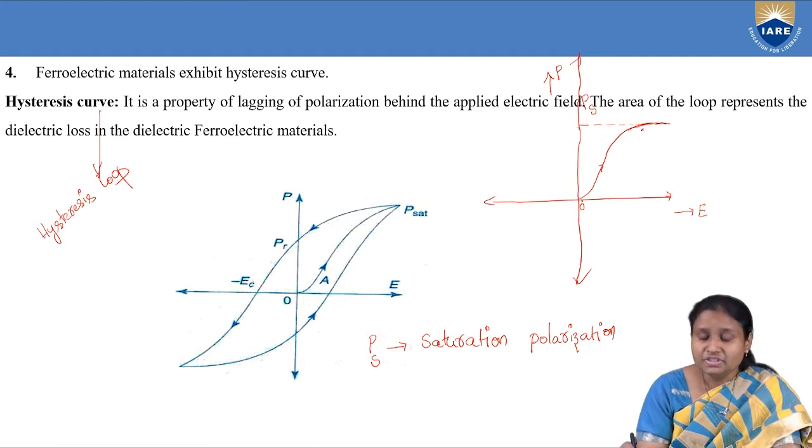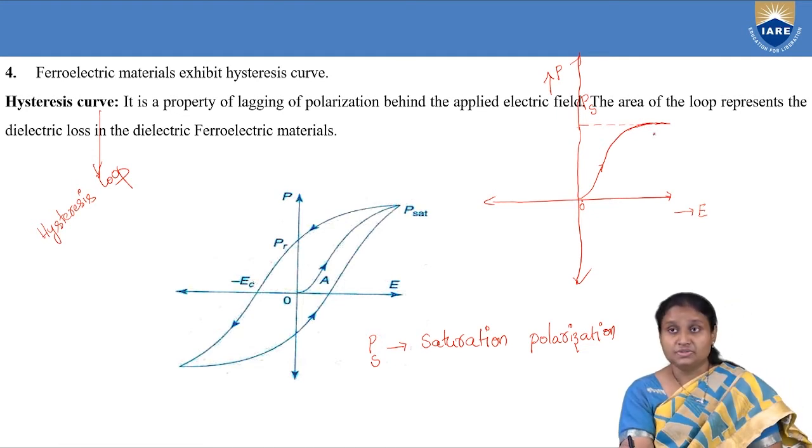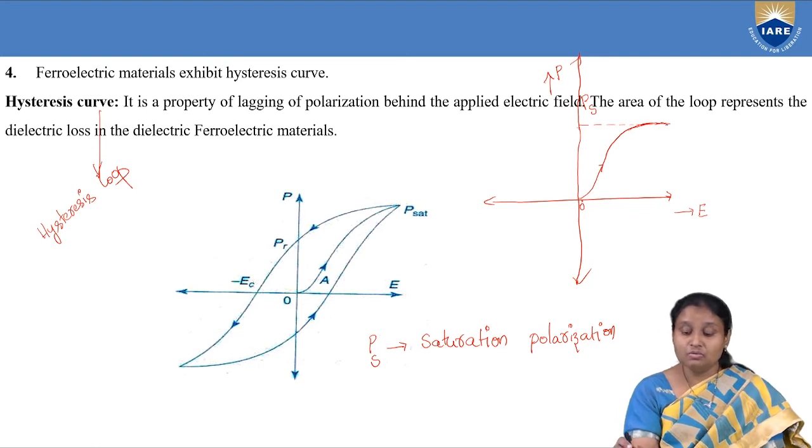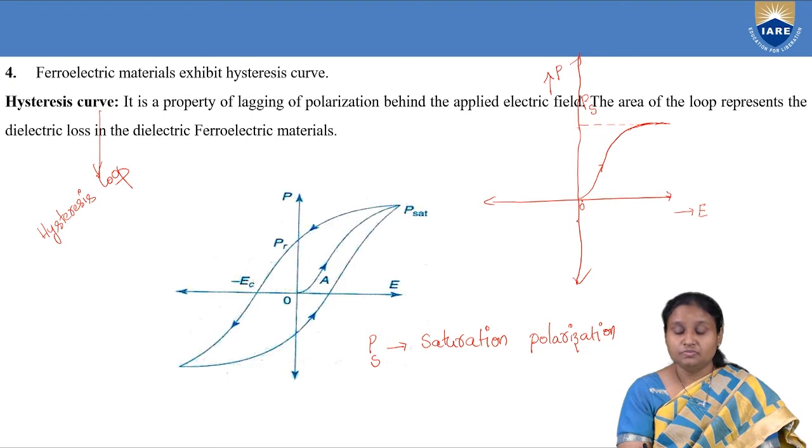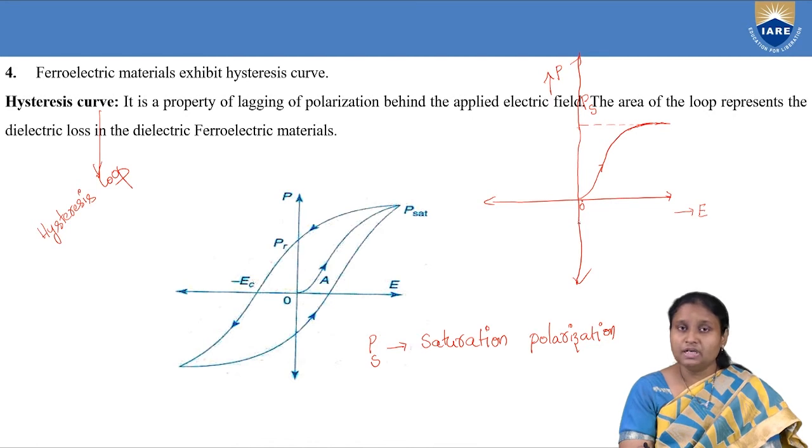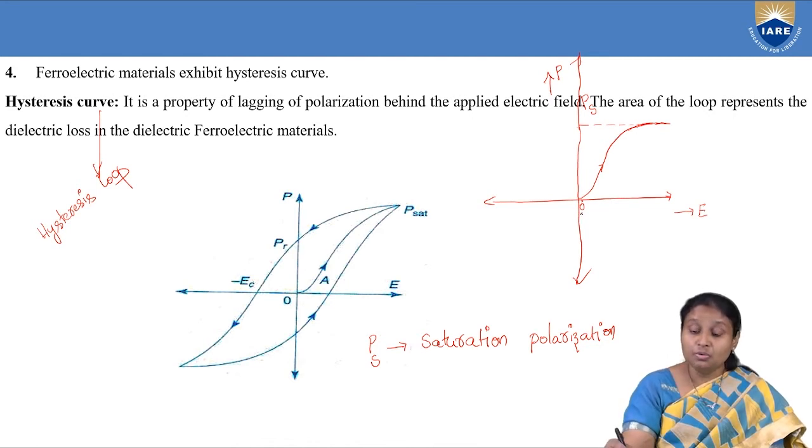Now, after coming to this point of saturation, what have I done? Now I am reducing my electric field back to 0. Then obviously, what should this ferroelectric material do? It should go back along its initial path. So it should follow this path, okay, and then your polarization should decrease.